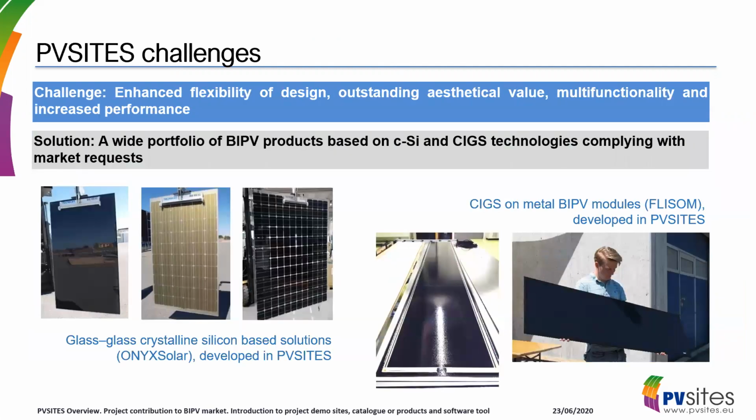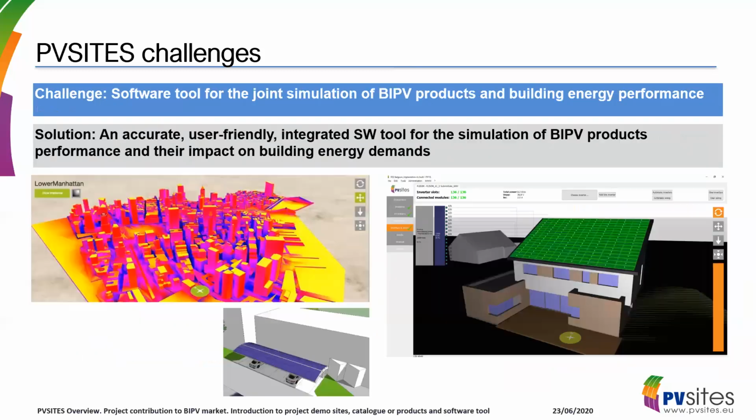For each of these challenges, the project proposed a solution, a combination of activities and solutions. For instance, if we are mentioning the flexibility of design as a need, considering the aesthetical value, what we proposed is a portfolio of BIPV solutions, modules in this case, based on two technologies, crystalline silicon and CIGS technologies, with two different manufacturers, Onyx Solar, the Spanish one, and Flisom, the Swiss one, on CIGS, accomplishing the market needs.